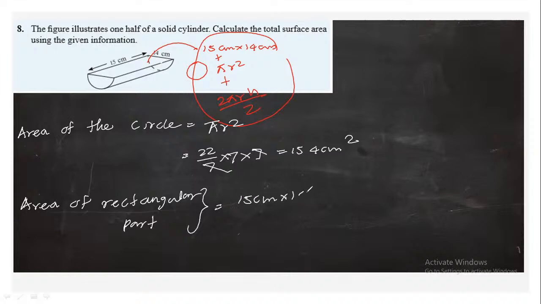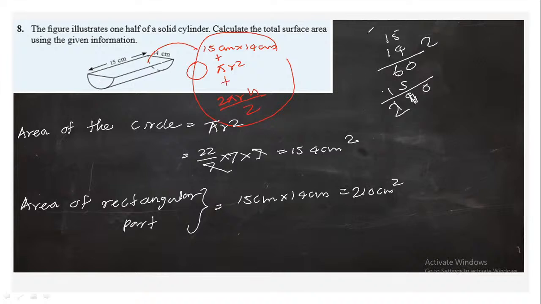Area of the rectangle: 15 centimeter into 14 centimeter. How much here? Let's multiply 15 by 14. Sorry, again check. That is 210 square centimeter. And the area of the curved surface.